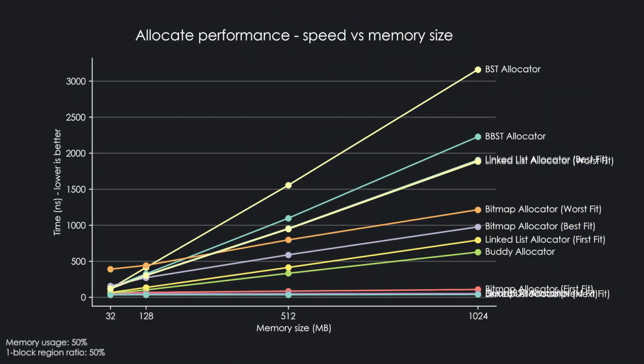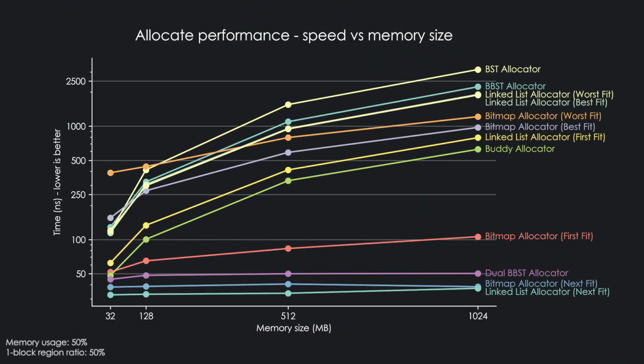Now that we've established a baseline, let's analyze the variables and see how they affect performance. And let's start with the memory size. This chart looks a bit messy, so let's switch to a logarithmic scale. This is much better. Starting with the best performing algorithms, here we can see that the linked list next fit, bitmap next fit, and dual binary search tree implementations aren't affected at all by having a larger memory size. This makes them great candidates for managing a large amount of memory.